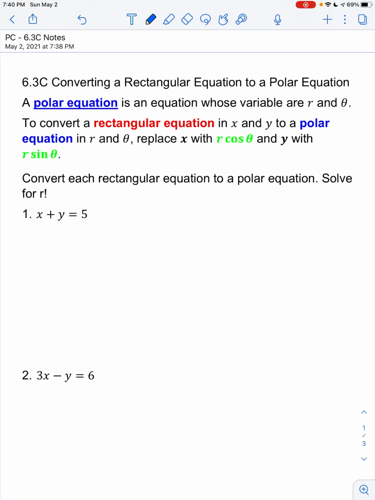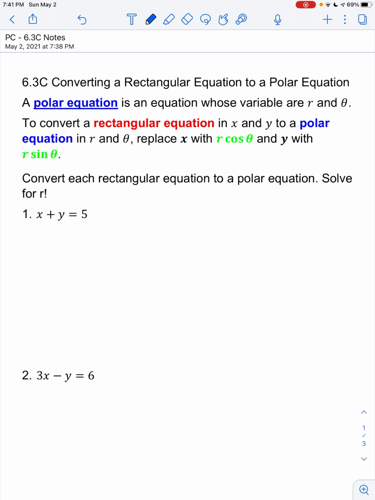This is our e-learning lesson for May 3rd, 2021. We are going to be working in section 6.3c, converting a rectangular equation to a polar equation.